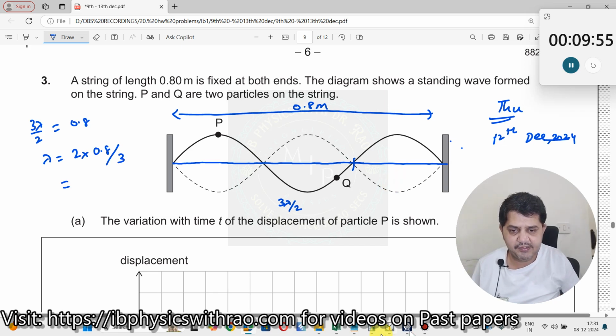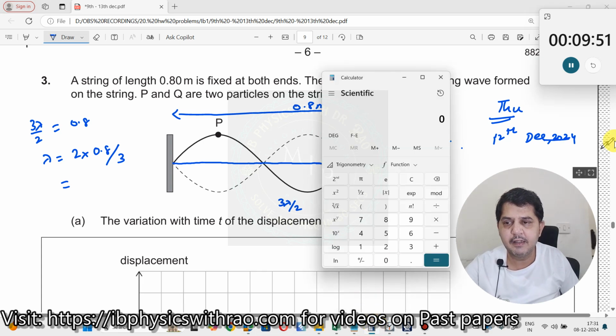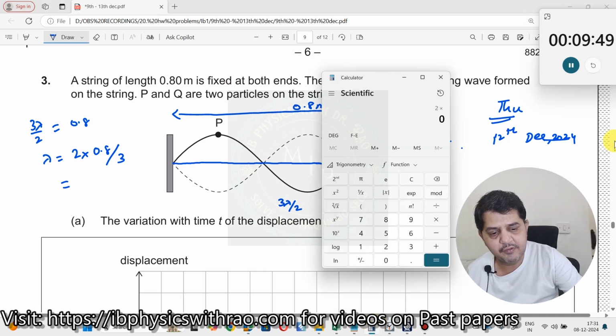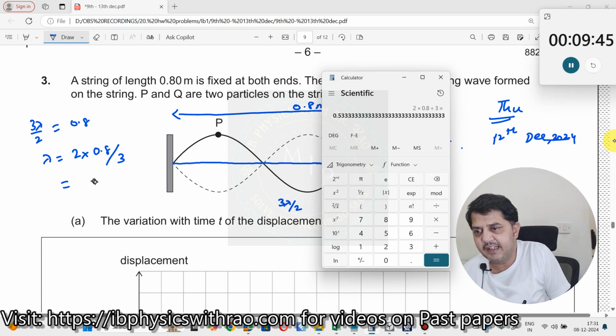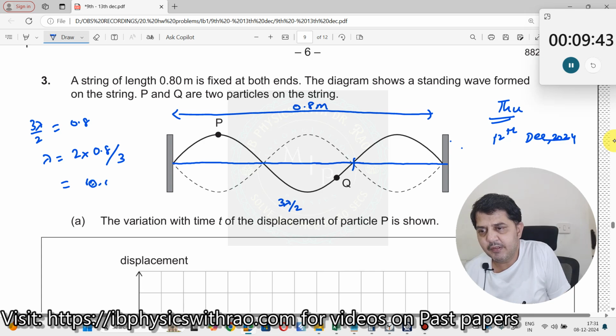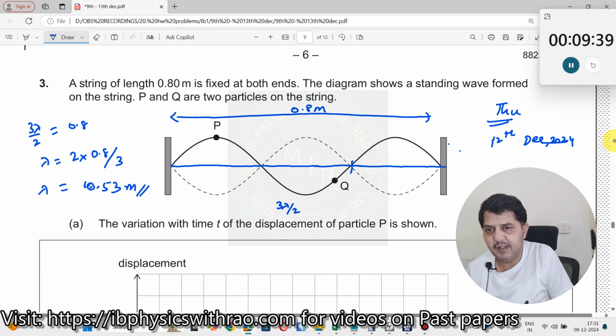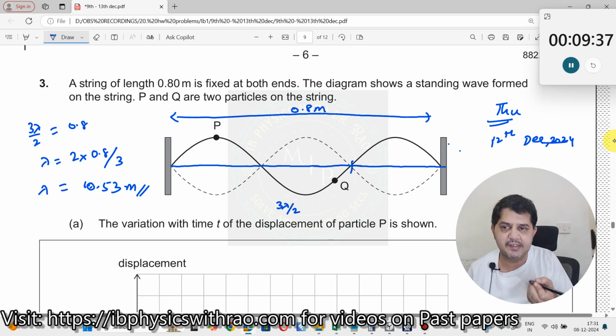When I do this, what is it that I get? I get this as 2 into 0.8 divided by 3. I get 0.533, 0.53 meters. What is it now? This is your lambda, the wavelength. If lambda is given and if velocity is given, you can find out the frequency, right? That's where I'm looking into it.